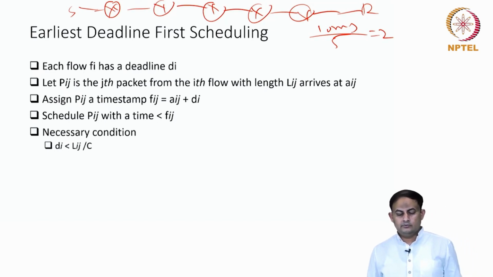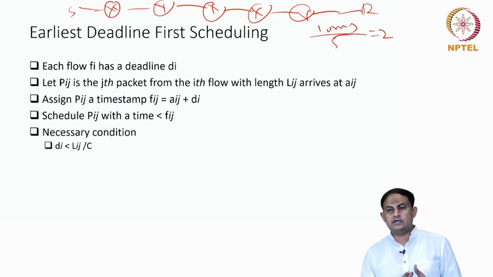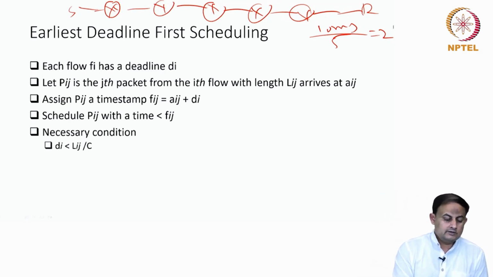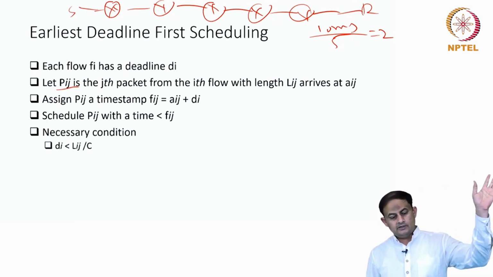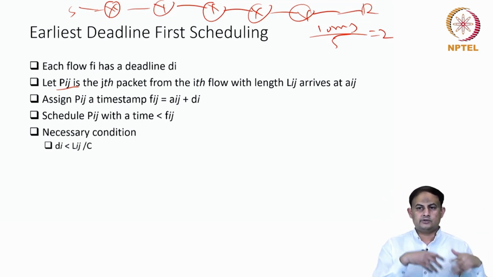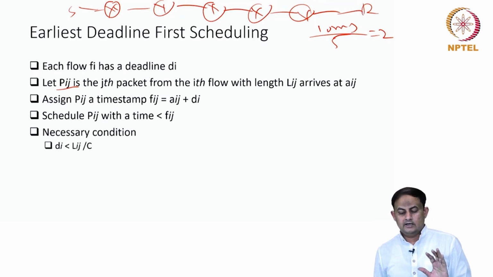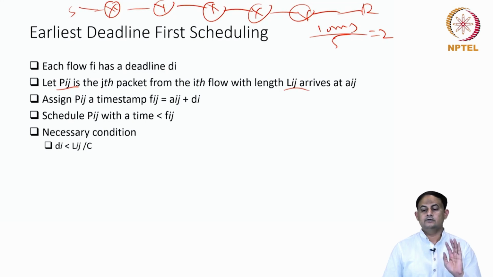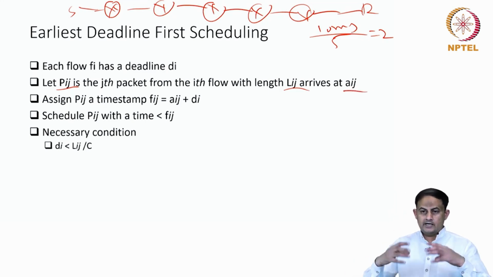Now, when the packet arrives at the input queue of any router, I am going to assign a deadline for that packet to exit that router. So, within 2 milliseconds this packet has to exit. Here, a packet Pij is the jth packet from the ith flow, meaning ith user or ith network, whatever you want to call it. From the ith user the jth packet has come, carrying Lij bytes, and that packet has arrived at the timestamp Aij. So, Aij is the timestamp.